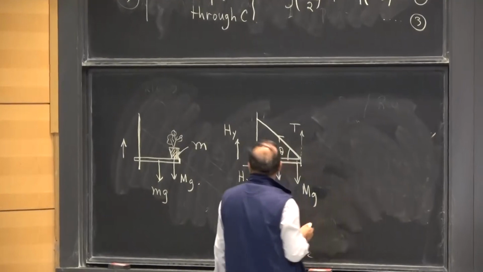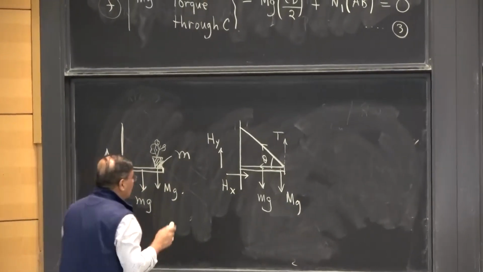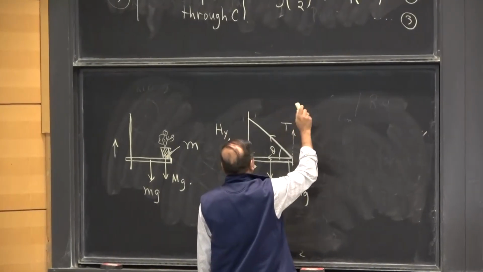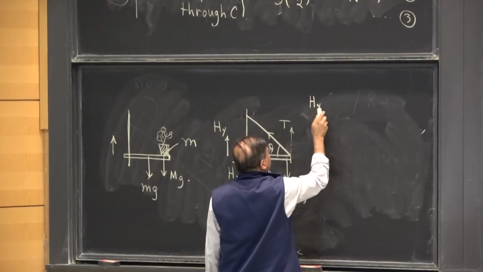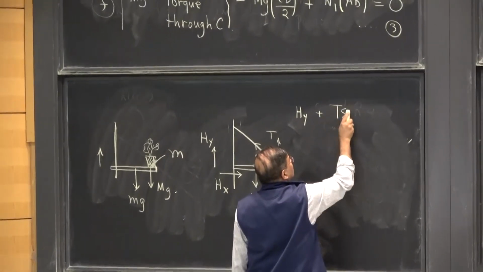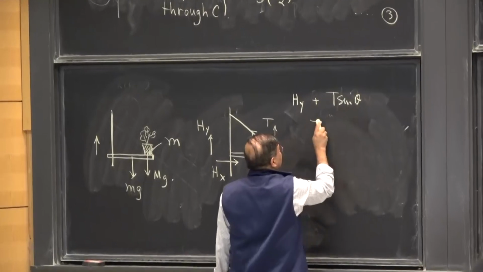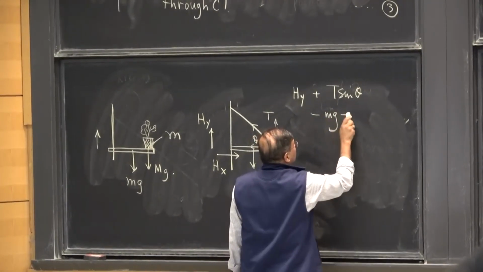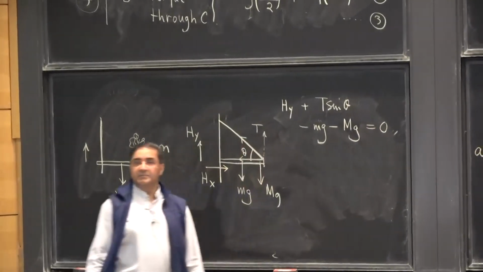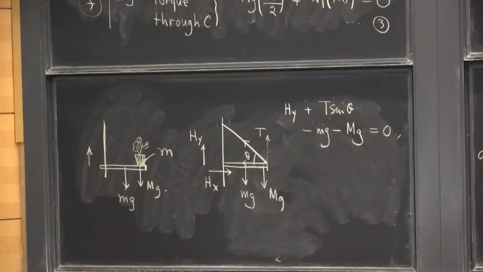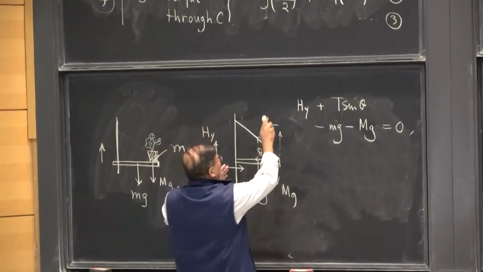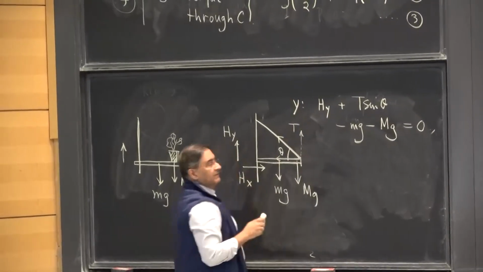So the force equation is quite simple, but not as simple as before. The downward forces are balanced by the upward forces. Hy is upward, and then we have T sine theta. These are upward forces, minus mg, minus big Mg, and that must be in equilibrium. That must be zero. That's one equation I can immediately cook up, and this is for my vertical axis. So let me remind myself that we put in a y.